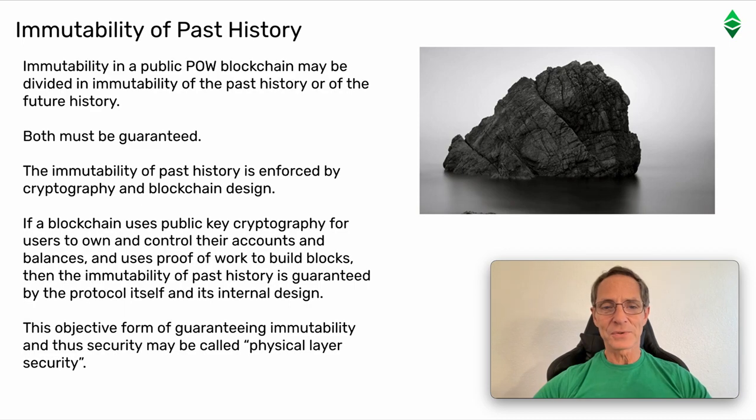Immutability of past history. Immutability in a public Proof of Work blockchain may be divided into immutability of the past history and of the future history. Both must be guaranteed. The immutability of past history is enforced by cryptography and blockchain design. If a blockchain uses public key cryptography for users to own and control their accounts and balances, and uses Proof of Work to build blocks, then the immutability of past history is guaranteed by the protocol itself and its internal design. This objective form of guaranteeing immutability and thus security may be called physical layer security.